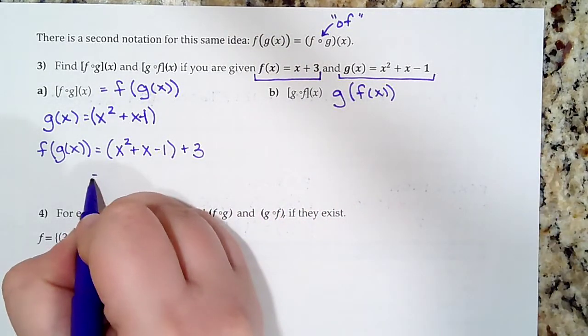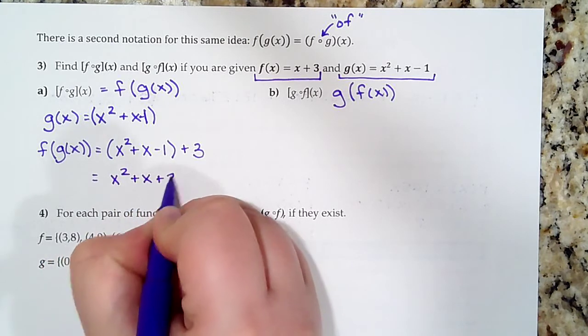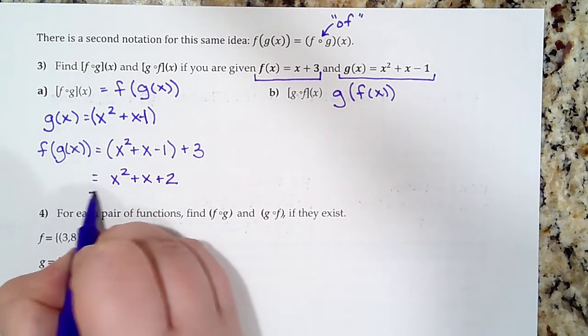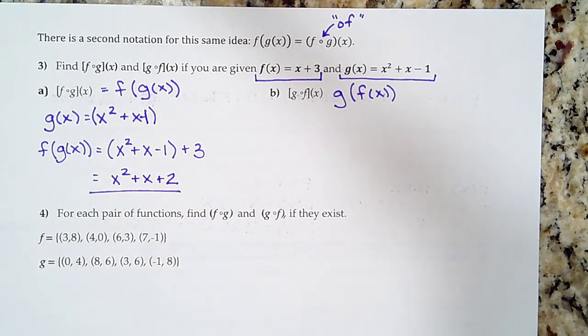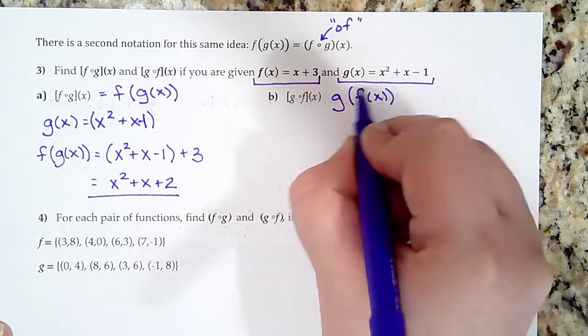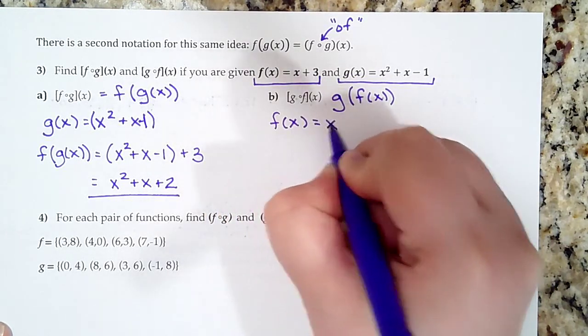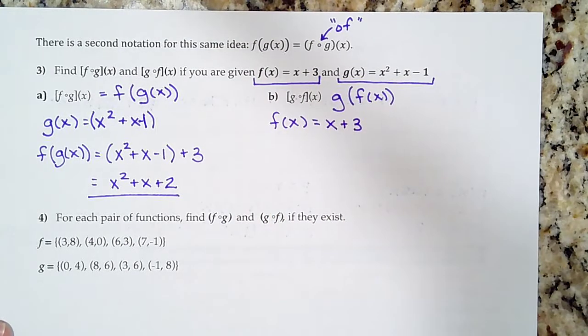And we can simplify this too. So x squared plus x plus 2. That is our f of g of x answer. Again, I'm not changing anything. I'm just not giving you numbers to work with. Let's get away from that idea that we have to have numbers. The next one, same thing. Find the inner piece first. F of x is equal to x plus 3.